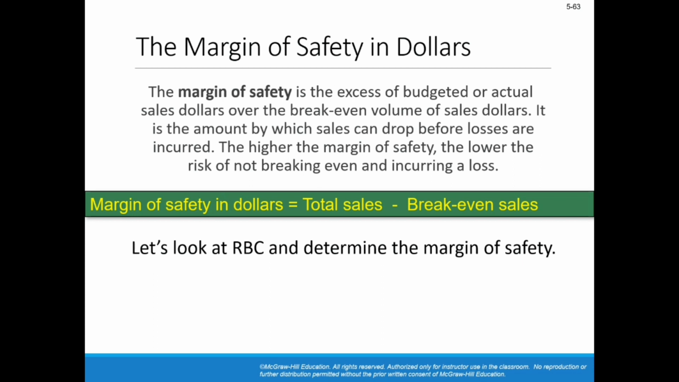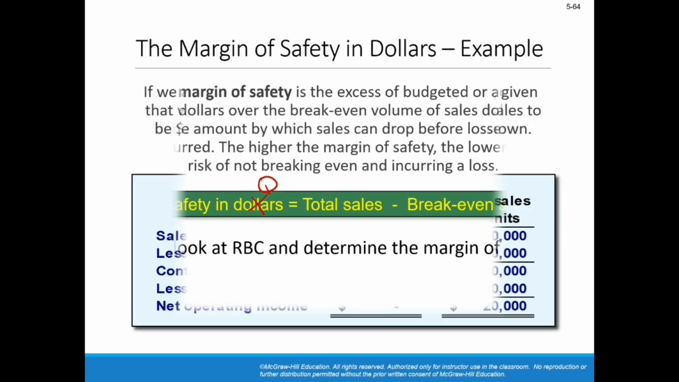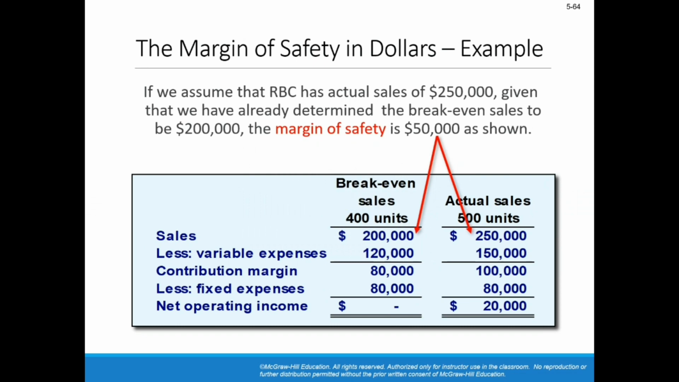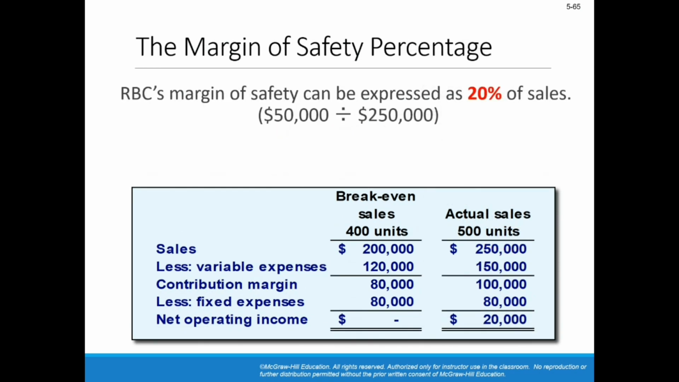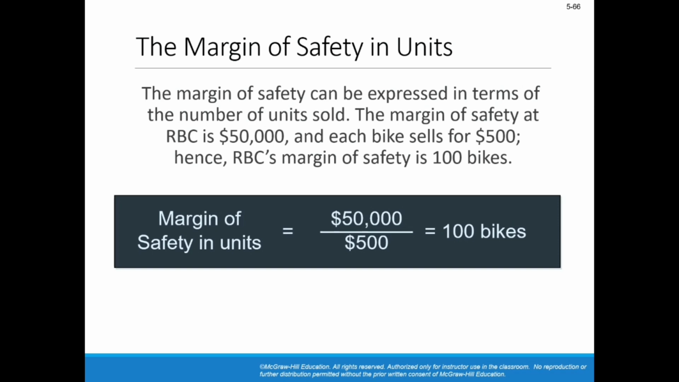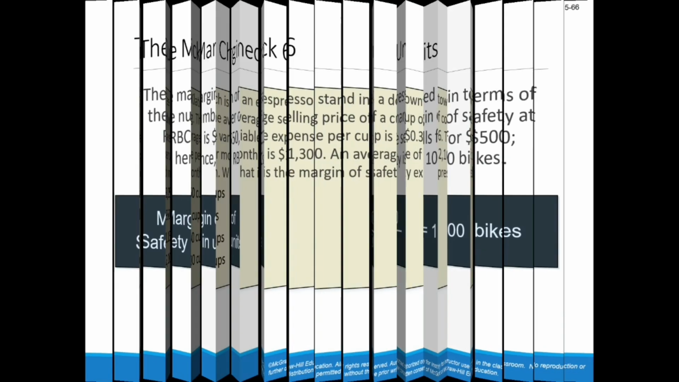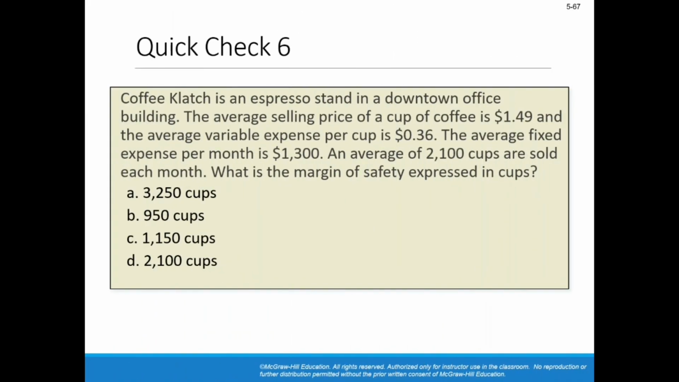So margin of safety in dollars, and this can be instead of dollars, quantity: total sales minus break-even sales, or total quantity minus break-even quantity. So here the margin of safety is this $50,000, as simple as that. What else? In terms of units, I explained that. So the same given for the coffee clutch. What is the margin of safety expressed in cups?